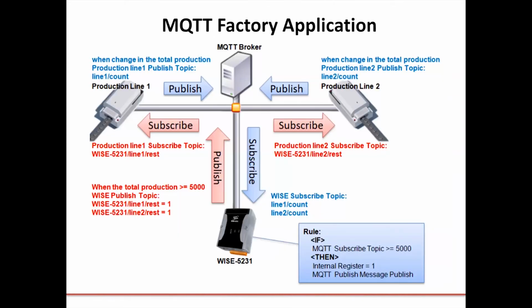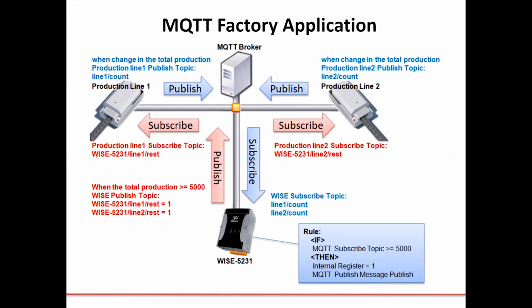And let's look at a factory application. So in this diagram, we're assuming that a factory has 2 automation production lines located in different areas of the building. Each production line equips a counter module, which is used to count the total number of finished goods. If the total number of finished goods is changed, the module will publish the MQTT message with the total number of finished goods to the MQTT broker. The counter modules also subscribe to the stop production topic from the broker to stop the operation once you reach a certain level of finished goods.